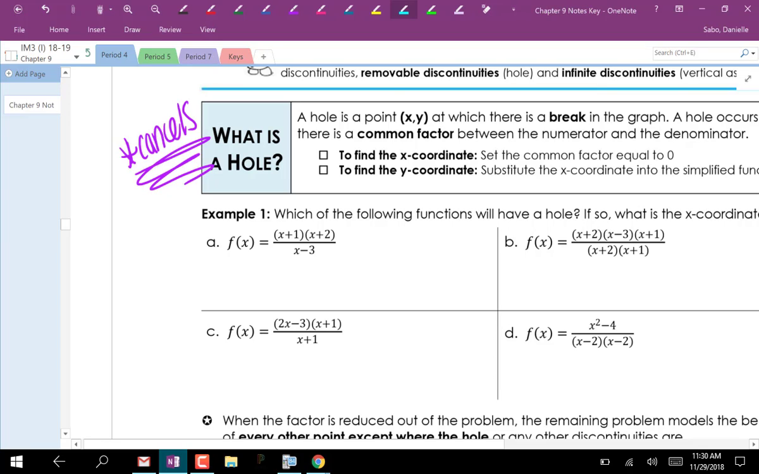Does A have a hole? No, so that one doesn't. I'm not even going to write it. The question is asking which ones do have a hole. A doesn't. Nothing cancels here. It does not have a hole.